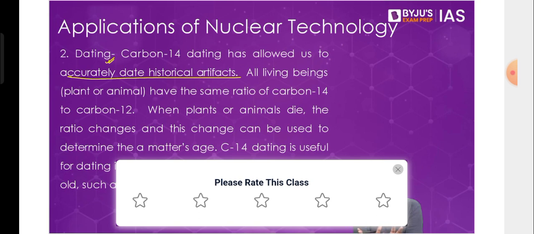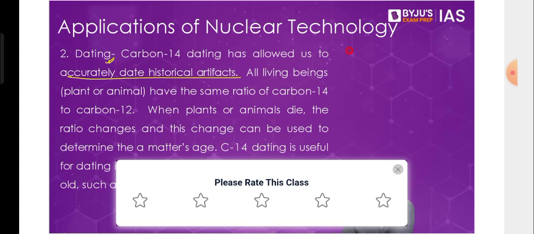While these plants and animals are living, the ratio of carbon 12 to carbon 14 in anything that is living is always fixed. Once it ceases to live, once it dies, the carbon 12 amount is fixed forever, but carbon 14 is radioactive. Because it is radioactive, it will keep losing particles, and while losing particles, it will keep decreasing in amount.